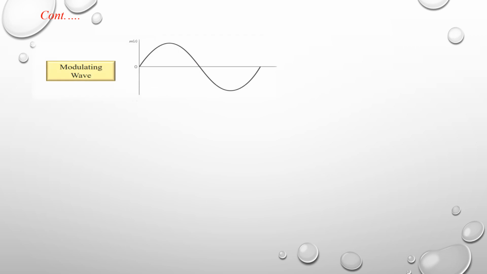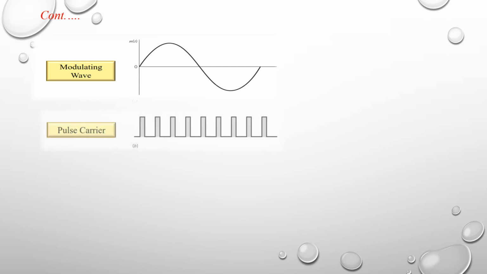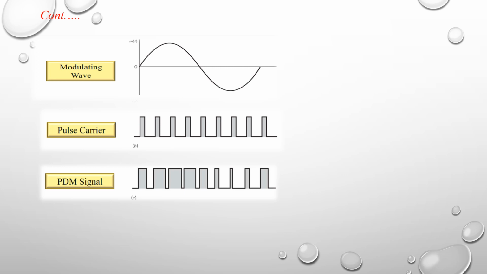Let's consider one modulating signal that is continuously varying with respect to time t. One complete cycle consists of a positive cycle and a negative cycle, and this is the pulse carrier signal. Here our main intention is to generate the pulse position modulated signal. If you want to generate the pulse position modulated signal, first we have to generate the pulse width modulation. So this is the pulse width modulated signal. In a pulse width modulated signal, the width of the pulses varies with respect to the modulating signal.